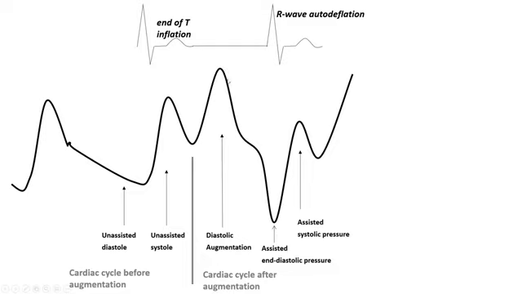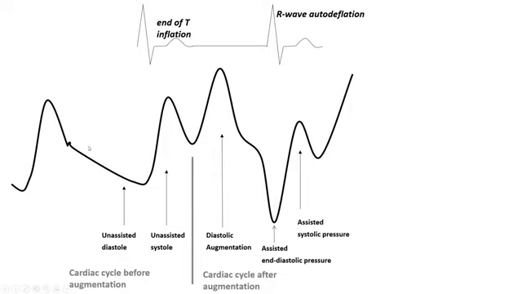It inflates throughout diastole, then just at the isovolumic contraction, which corresponds to the peak of the R wave, it deflates. This is what we call the R wave auto-deflation. You need to know that because the balloon pump is actually triggered by the EKG. It inflates at the end of T and it deflates at the peak of R. Okay?